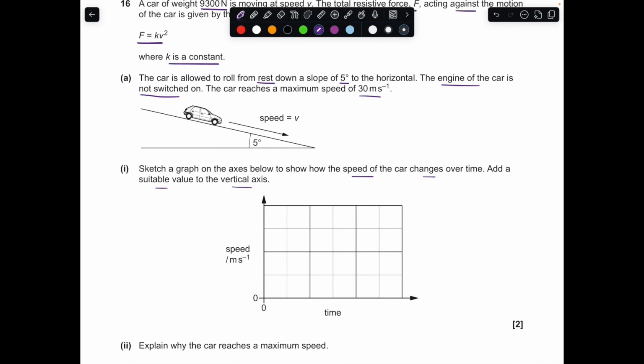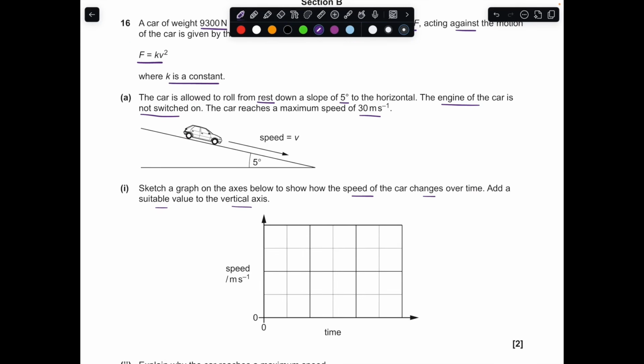So we know that it reaches a terminal speed of 30 meters per second, and it would basically accelerate until then. So we would have a maximum value of 30 right here, and the curve would level off. So that's part I done.